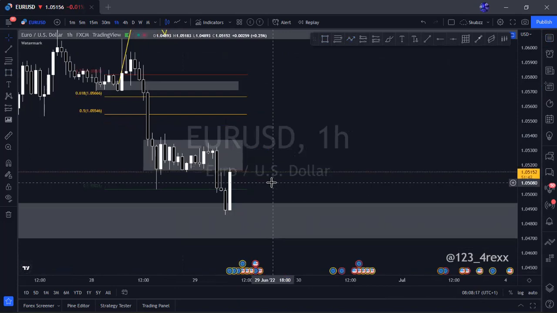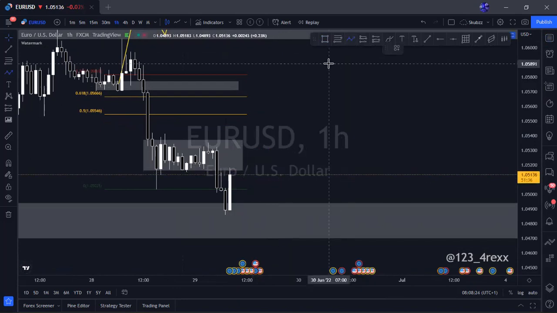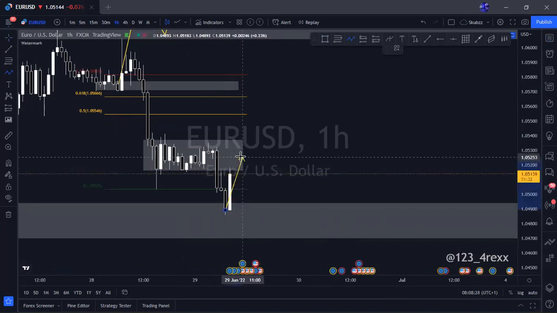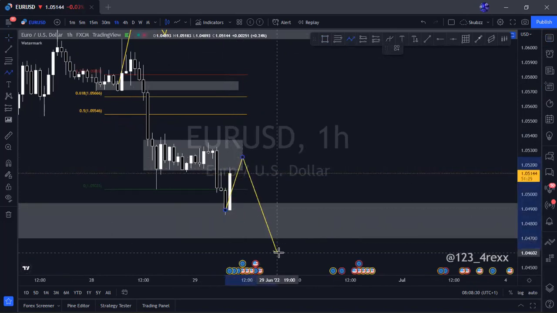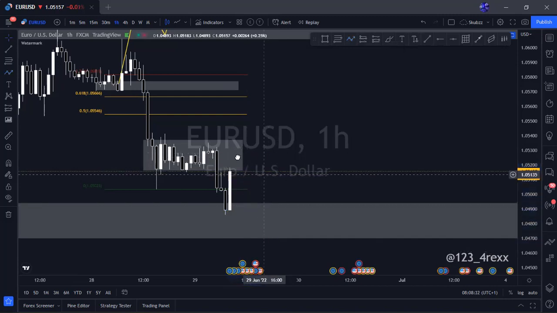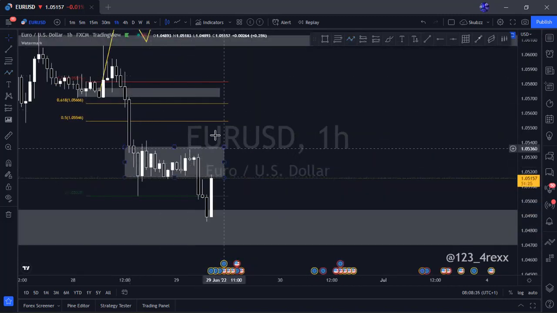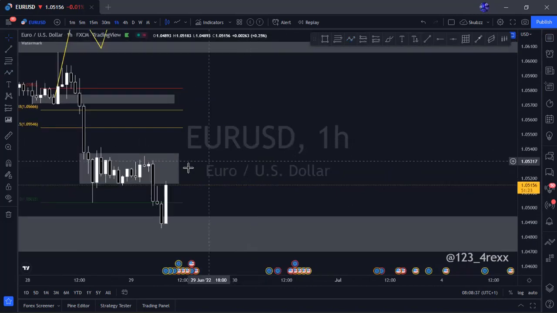Right now I don't have anything to say about Euro USD. I don't want to use strategies that I don't have. What we can see is just a tap back into this range and a continuation to the downside, but I'm not going to take it. I would wait for more market structure to develop.